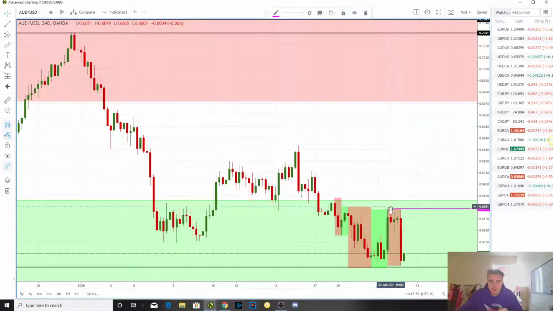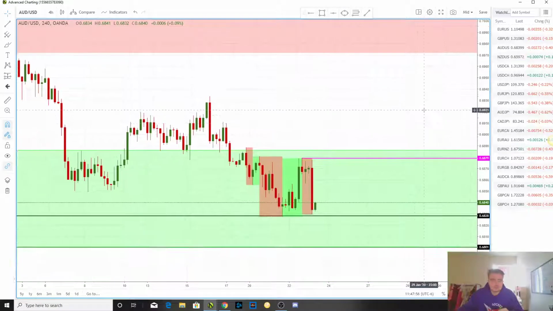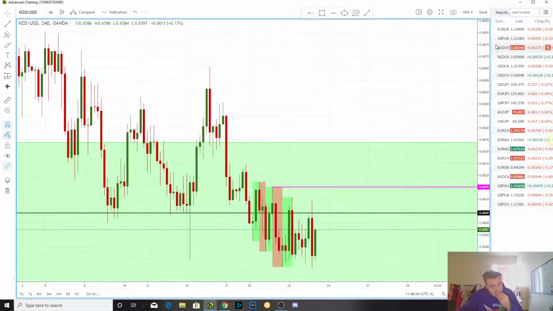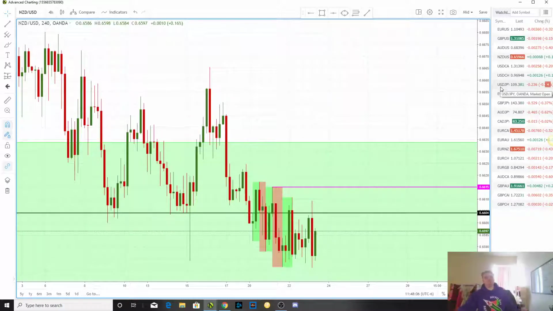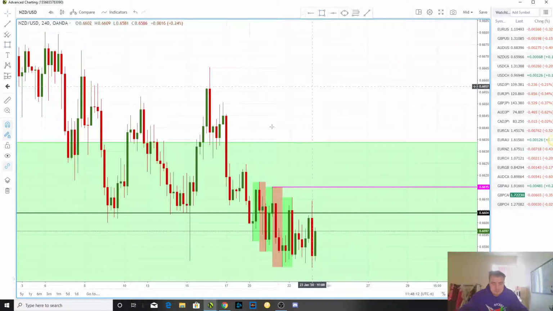Got a new swing high right there. So, just waiting for it to break out on the Aussie dollar there. This damn thing's just a mess.